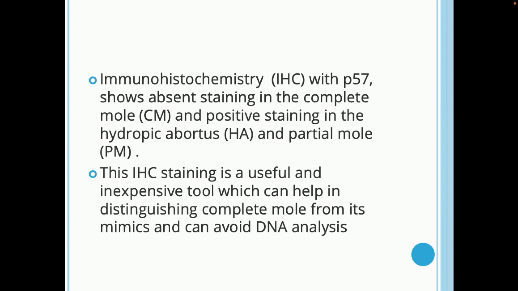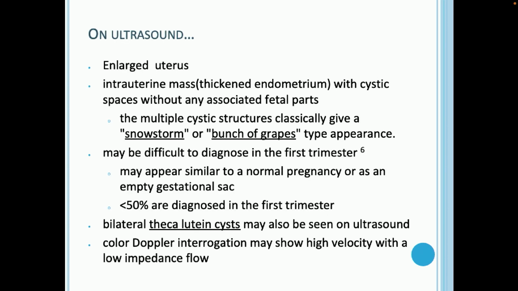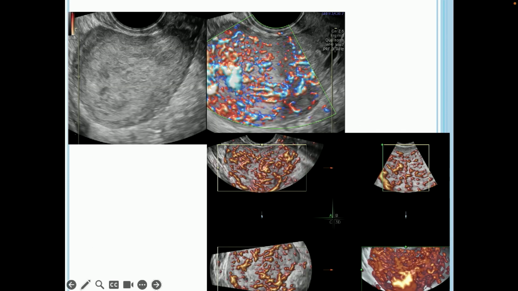Immunohistochemistry with P57 shows absent staining in the complete mole, whereas it does show positive staining in the partial mole and in the hydropic abortus. It is useful, comparatively cheaper, and can help distinguish complete mole from all its mimics. We have already seen the bunch of grapes appearance or snowstorm appearance, a lot of vascularity, and bilateral or unilateral very active theca lutein cysts, which are the signs of molar pregnancy.